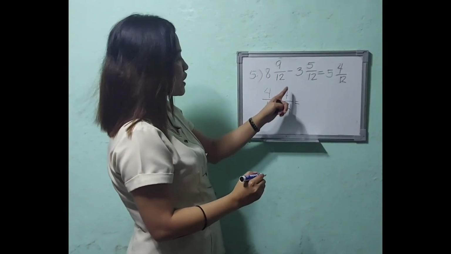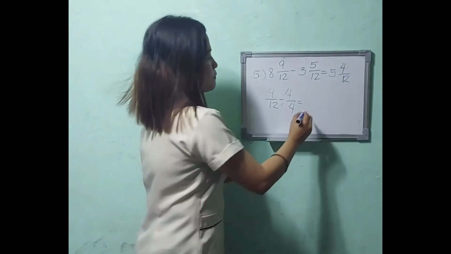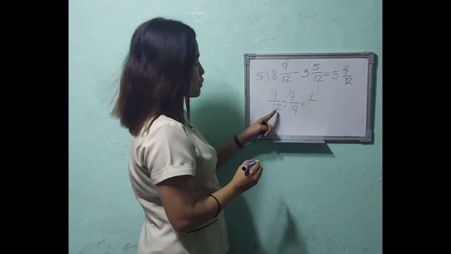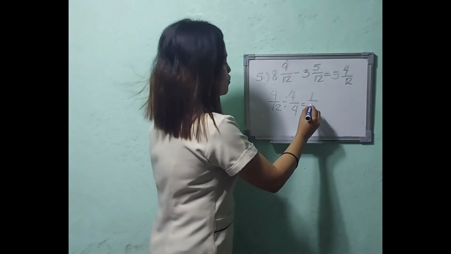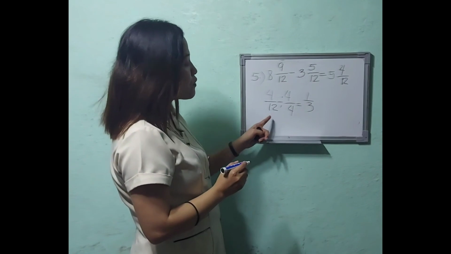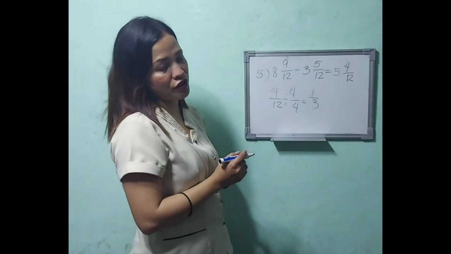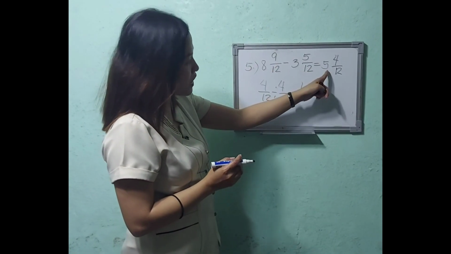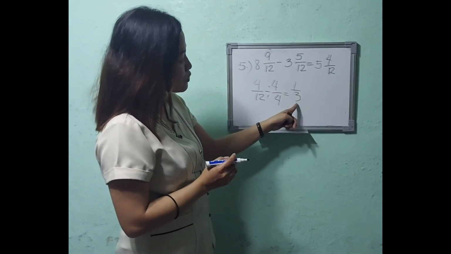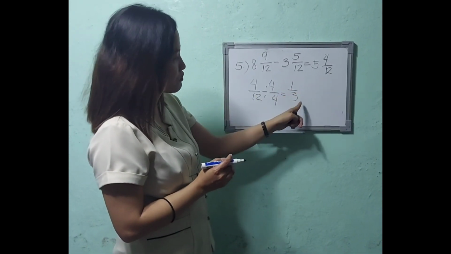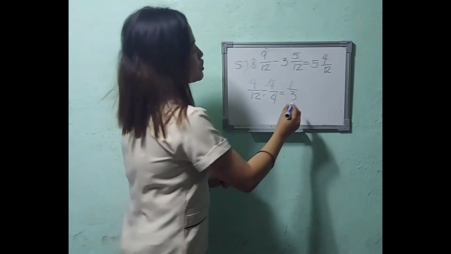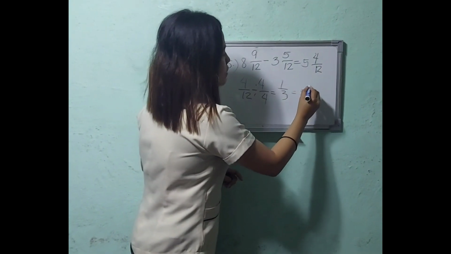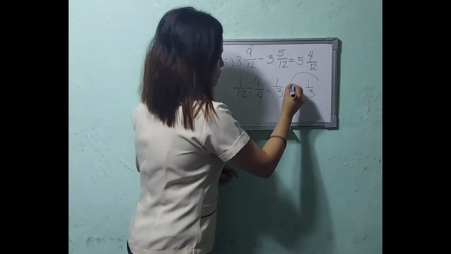So, 4 divided by 4 equals 1. And 12 divided by 4 equals 3. So, our answer is 1/3. So, for our final answer, pagsamahin na natin yung 5 at yung sagot natin na lowest term ng 4/12, which is 1/3. So, our answer is 5 and 1/3.